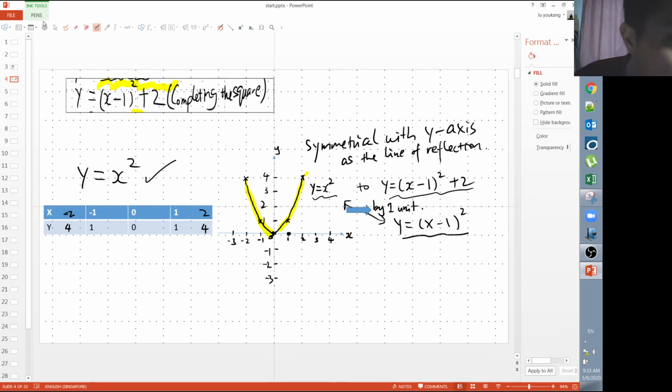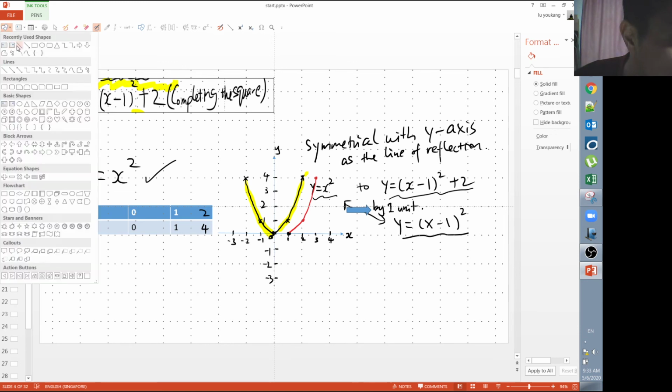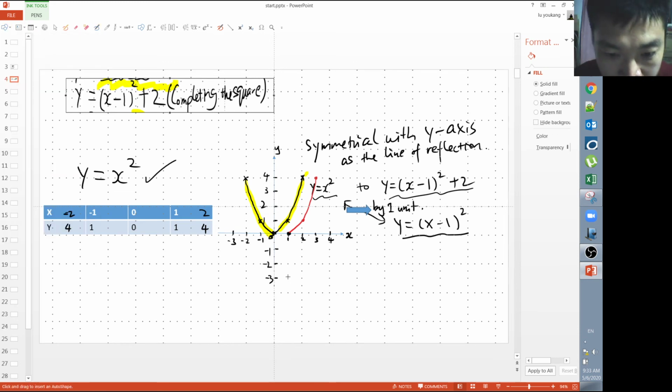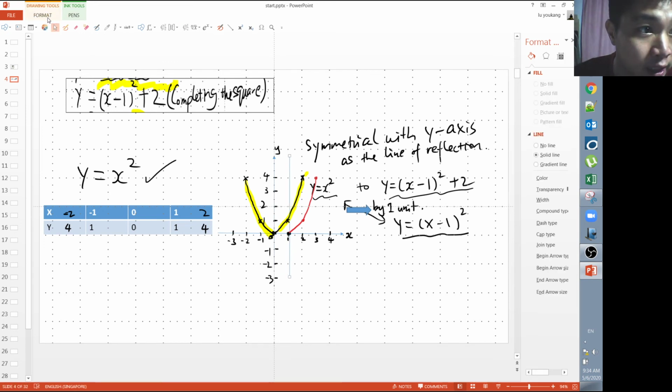Let me use a different color. And then this point, you should move here as well. This point, you should move here as well. Let me draw the right hand side. Just now the y-axis was the line of reflection, right? So right now your line of reflection will be this line. The line of reflection is actually also moved to the right by 1 unit.